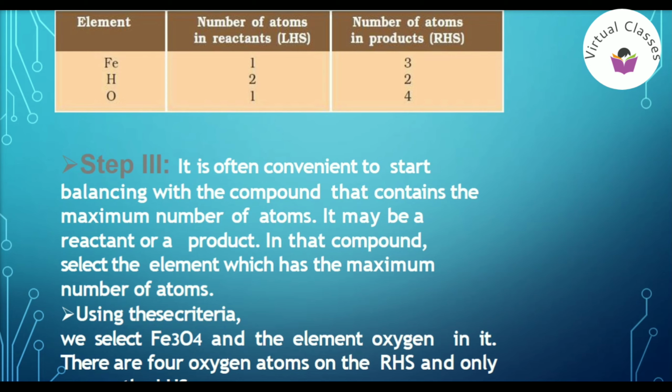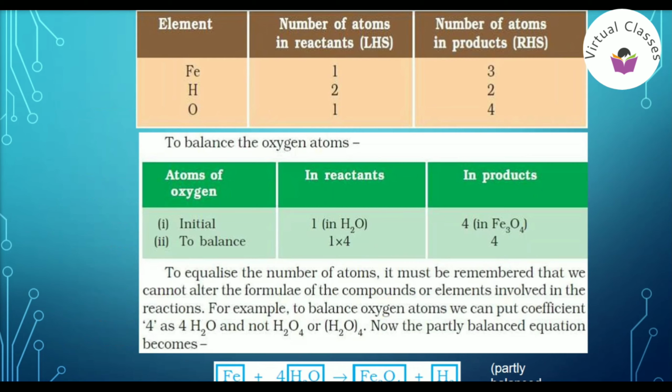In step 3, we learn which element we should choose first to start balancing. It is often convenient to start balancing with the compound that contains the maximum number of atoms. It may be a reactant or a product. In that compound, select the element which has the maximum number of atoms. Using this criterion, we select Fe3O4 and the element oxygen in it. There are 4 oxygen atoms on the RHS and only 1 on the LHS. The same you can see in the table shown.